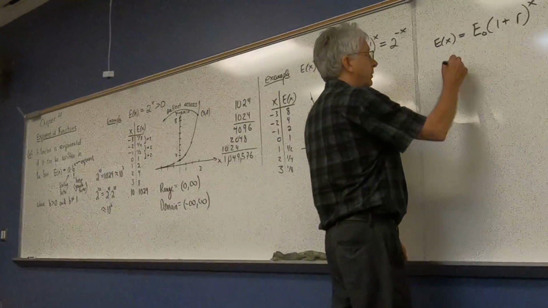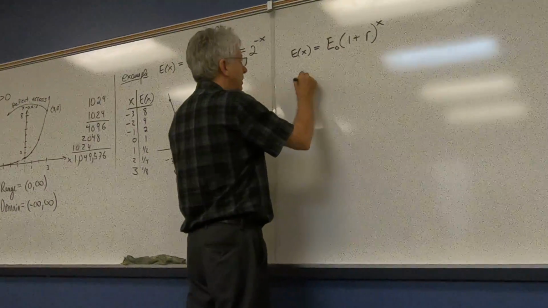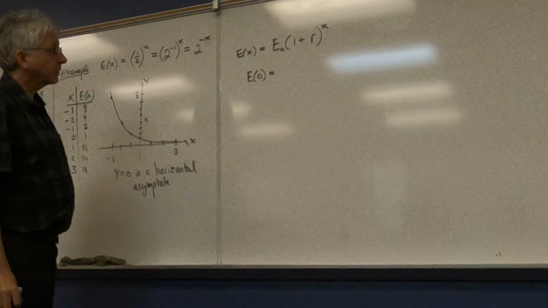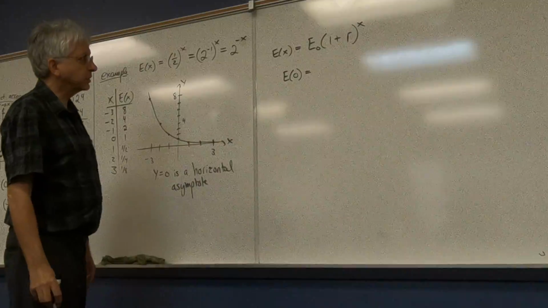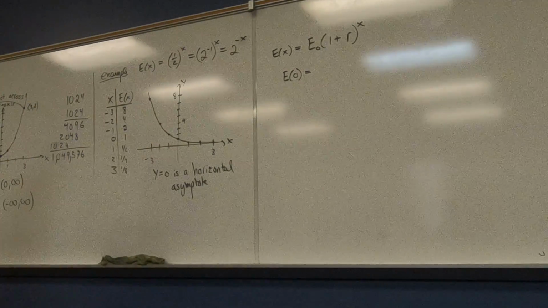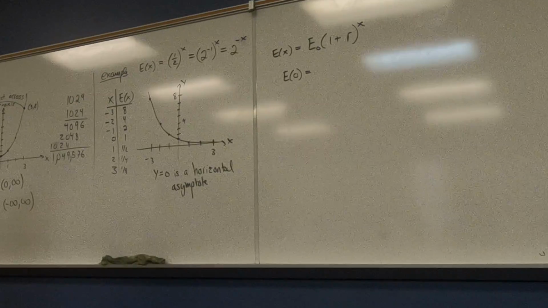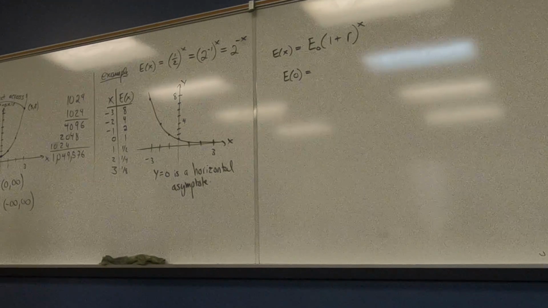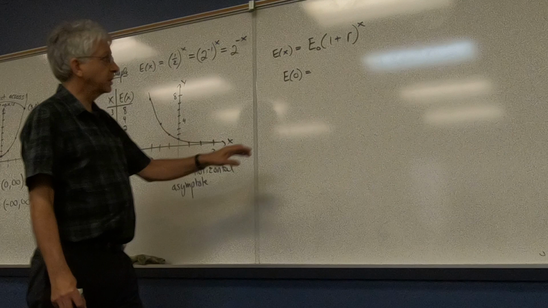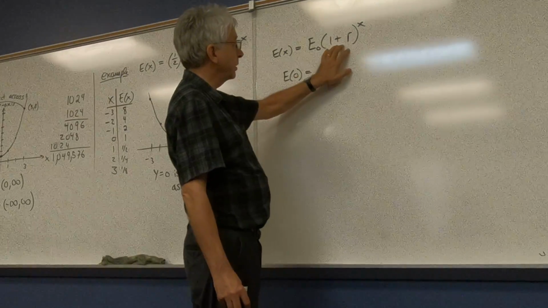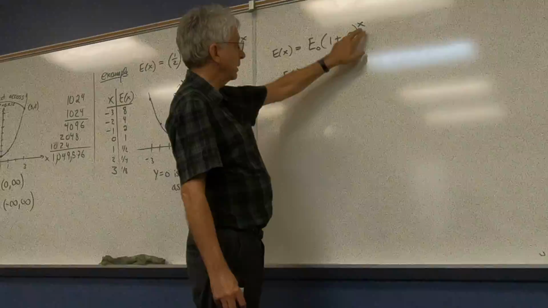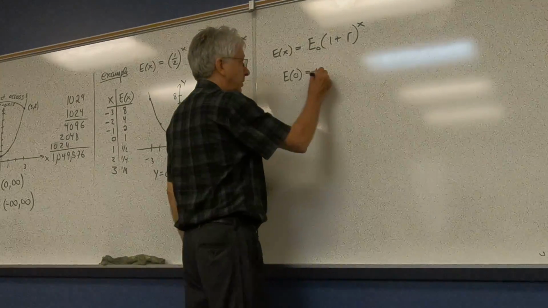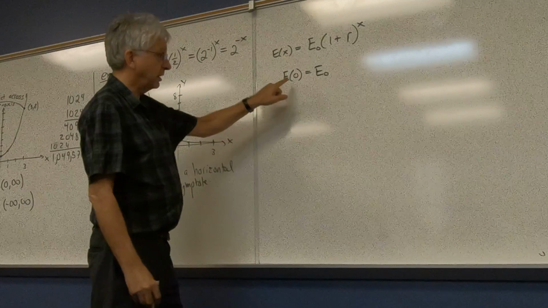So the reason we use E sub naught or E naught is because what's E of 0? Follow the order of operations. So do you multiply first or apply the exponent first? I'll apply the exponent. Yeah, so if you apply the exponent first, then 1 plus R, presumably we can raise that to the 0 power and get 1, and so it's E naught times 1, right? So that's E naught. That's why it's called E naught, because it's E of 0.